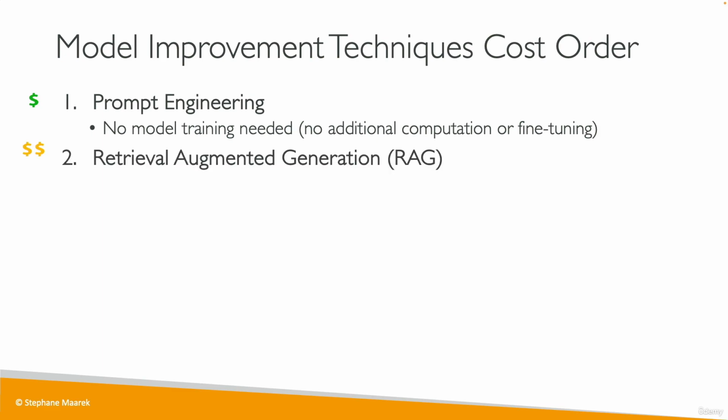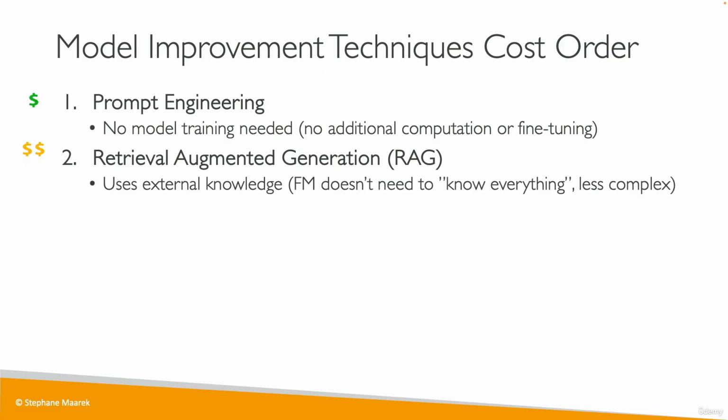If you use RAG, Retrieval Augmented Generation, it uses an external knowledge base, and because the foundational model doesn't know everything, so it's less complex. There's no foundational model change. You don't need to retrain your model or do fine-tuning. But there is a cost, of course, because now you need to have a vector database, and you need to have a system that allows you to access that vector database.